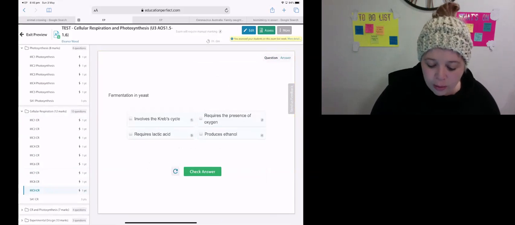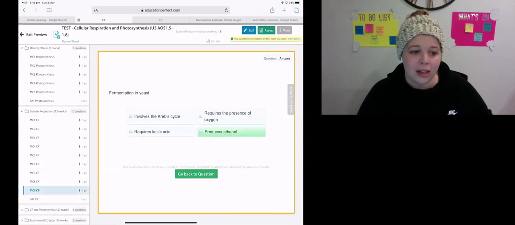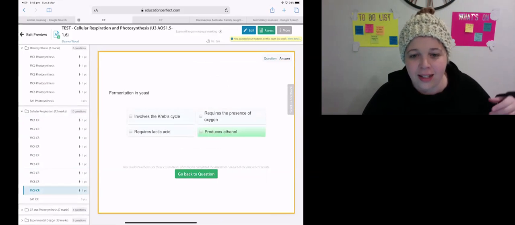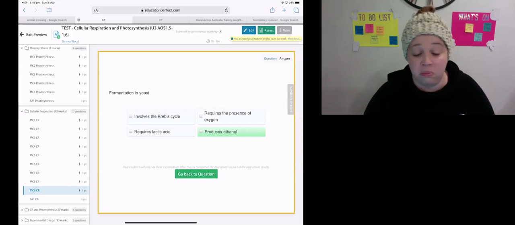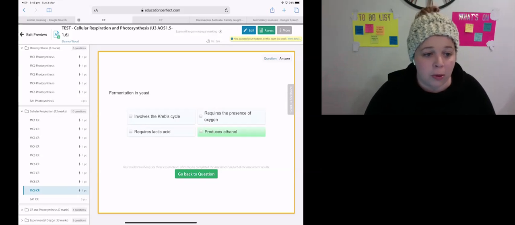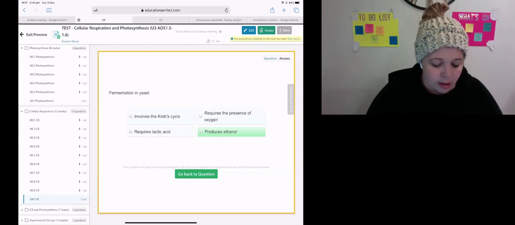And the last one, fermentation in yeast produces ethanol. It does not require lactic acid. That's what's produced in animals. It does not require the presence of oxygen. That's just wrong because we're doing anaerobic respiration, and it doesn't involve the Krebs cycle.